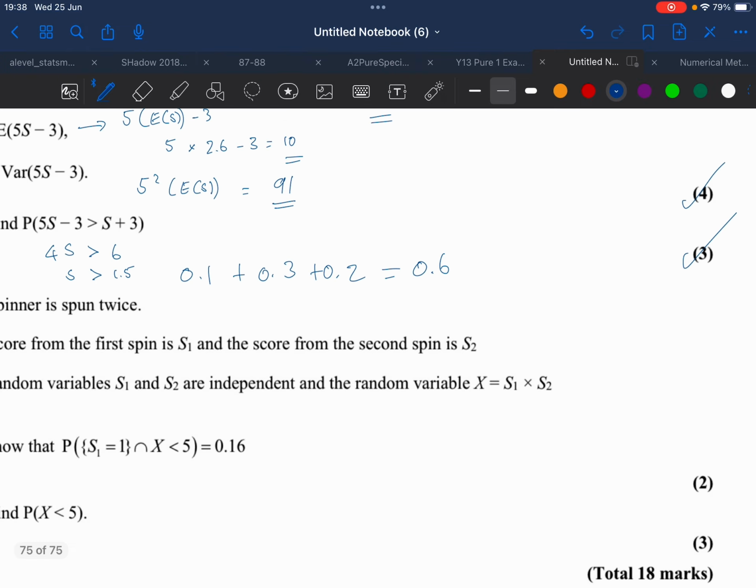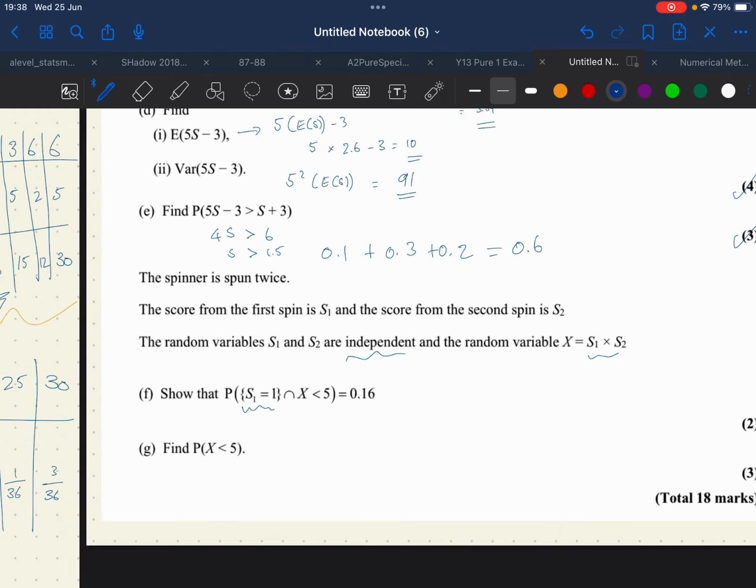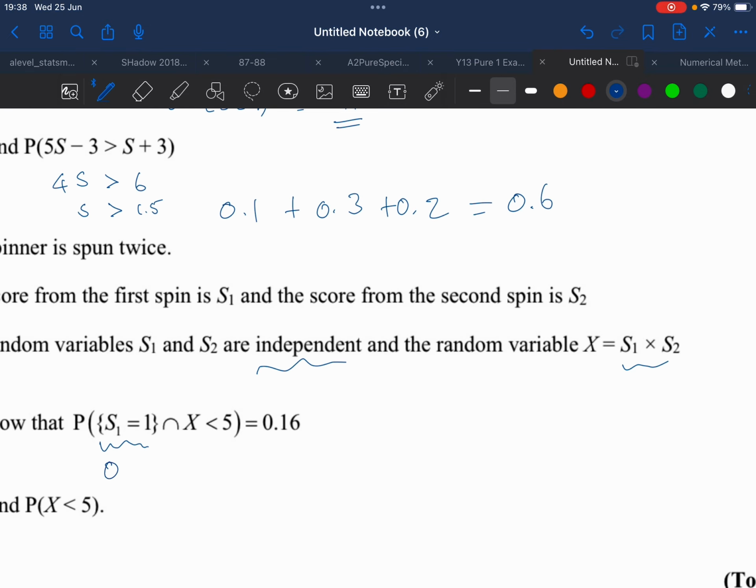Let's do the sort of harder ones. The spinner is spun twice. The score from the first is S1, so S1 typically means the first time you do something. The score from the second is S2, the second time you do something. They're independent. X is what you call it when you do S1 times S2. Show that the probability of the first one being 1, well, that's 0.2, and the score from them multiplied being less than 5 altogether is 0.16.